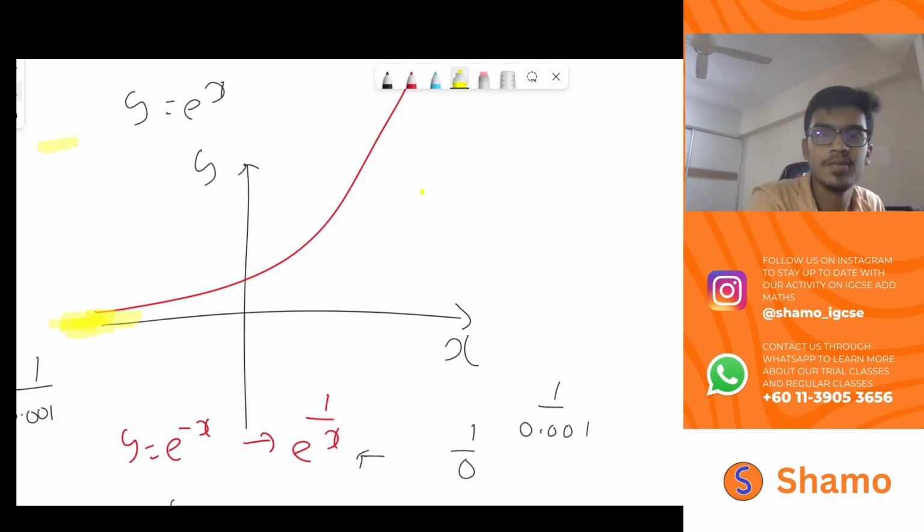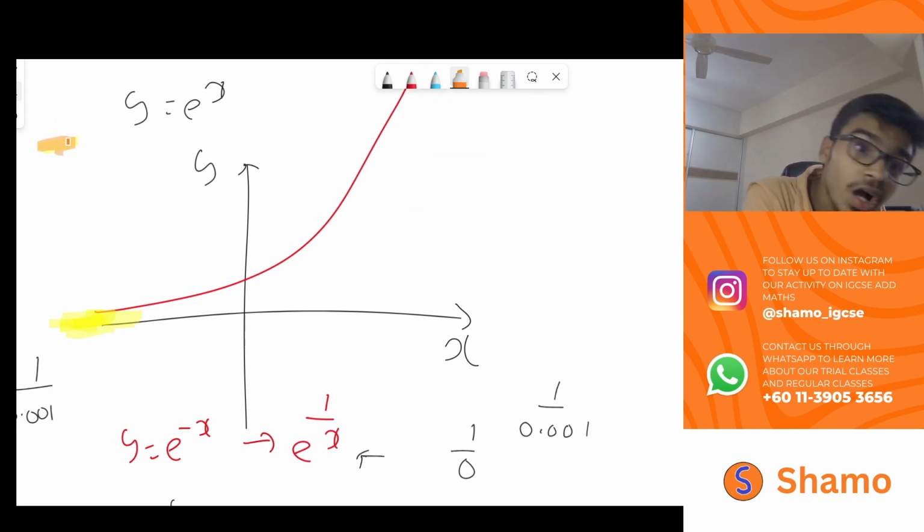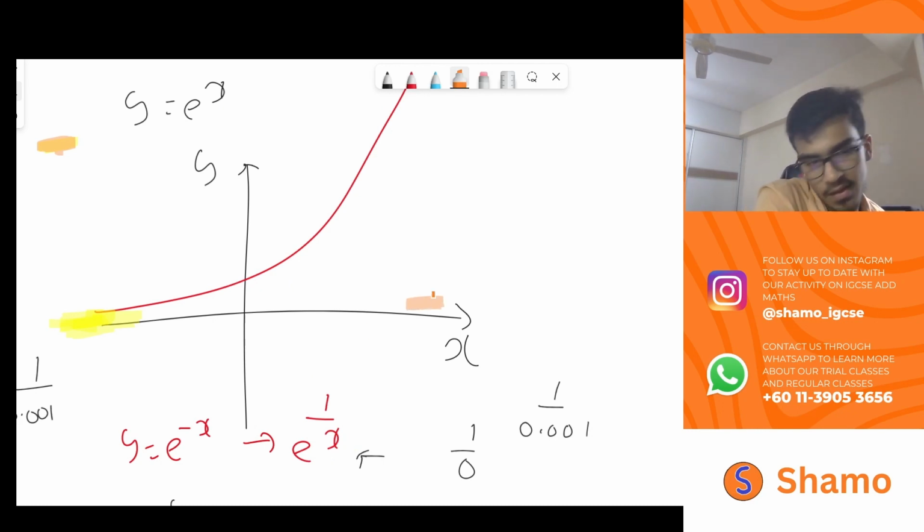right? So actually, let's just draw that in a different highlighter. So 1 over e power x will be a very large number. And when e power x is a very large number, 1 divided by a very large number will be a very small number. So it will be something over here. And the intercept, you will notice, will just be the same.